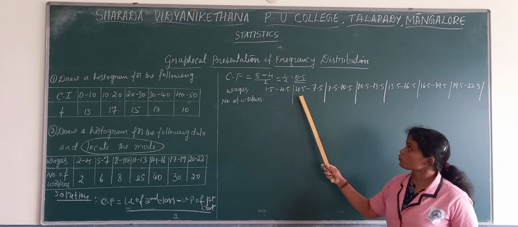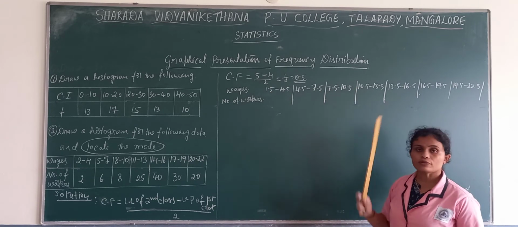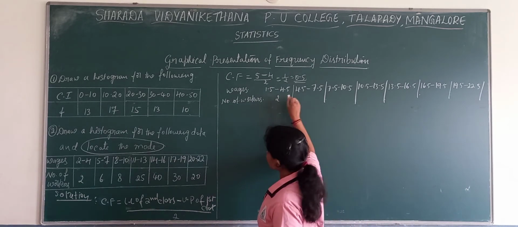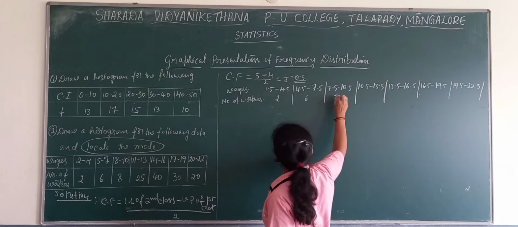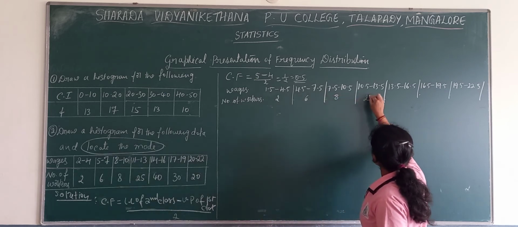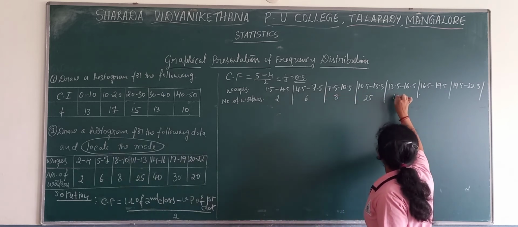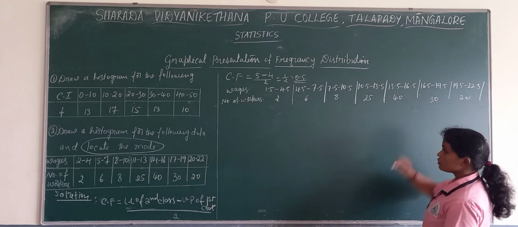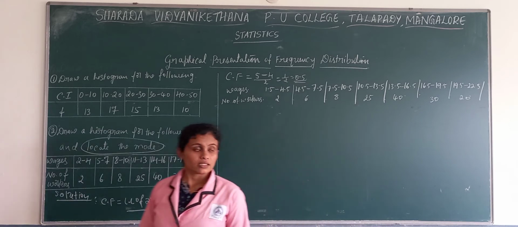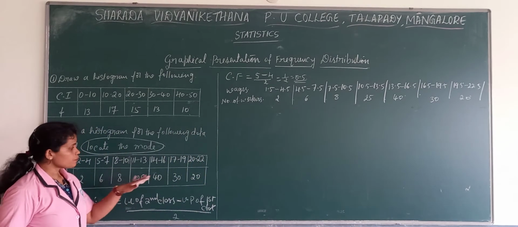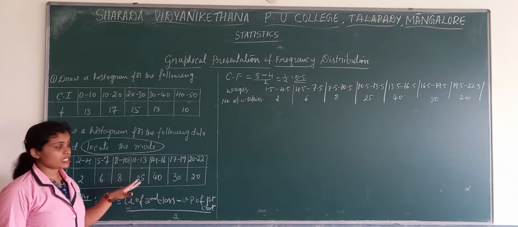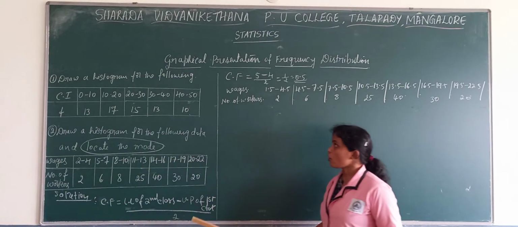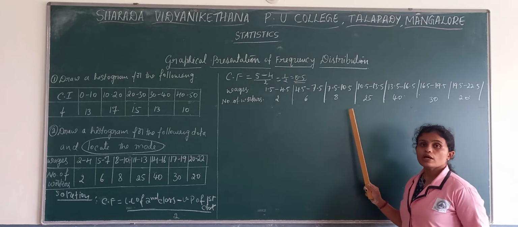1.5 to 4.5, 4.5 to 7.5, 7.5 to 10. Then what is the number of workers? That is 2, 6, 8, 25, 40, 30 and 20. This is one exclusive form and inclusive. Even your frequency distribution will be in the inclusive form. You have to convert into exclusive form.